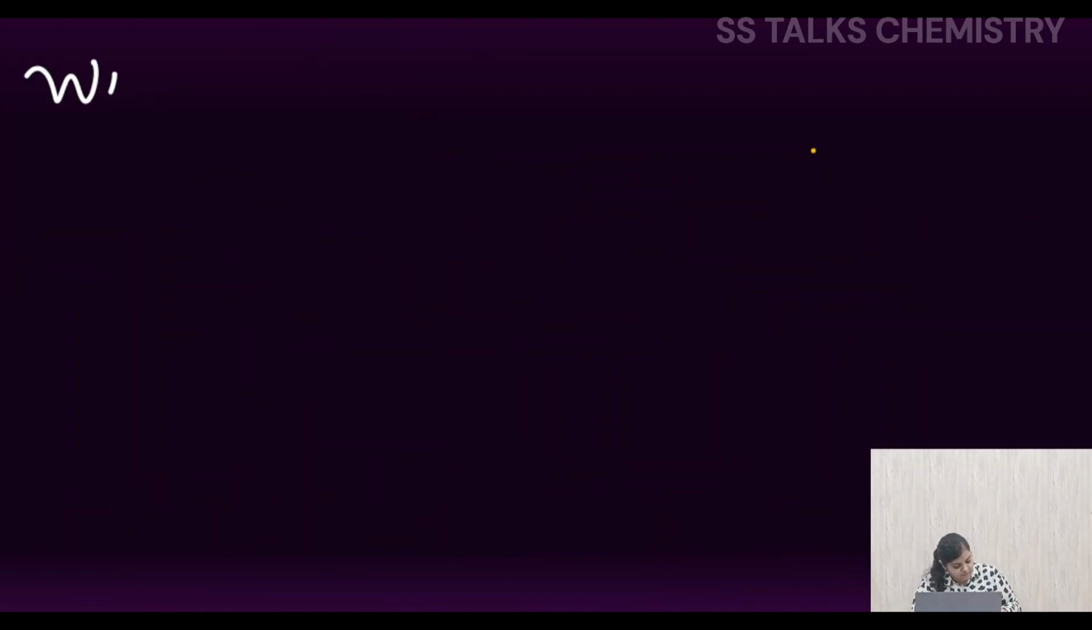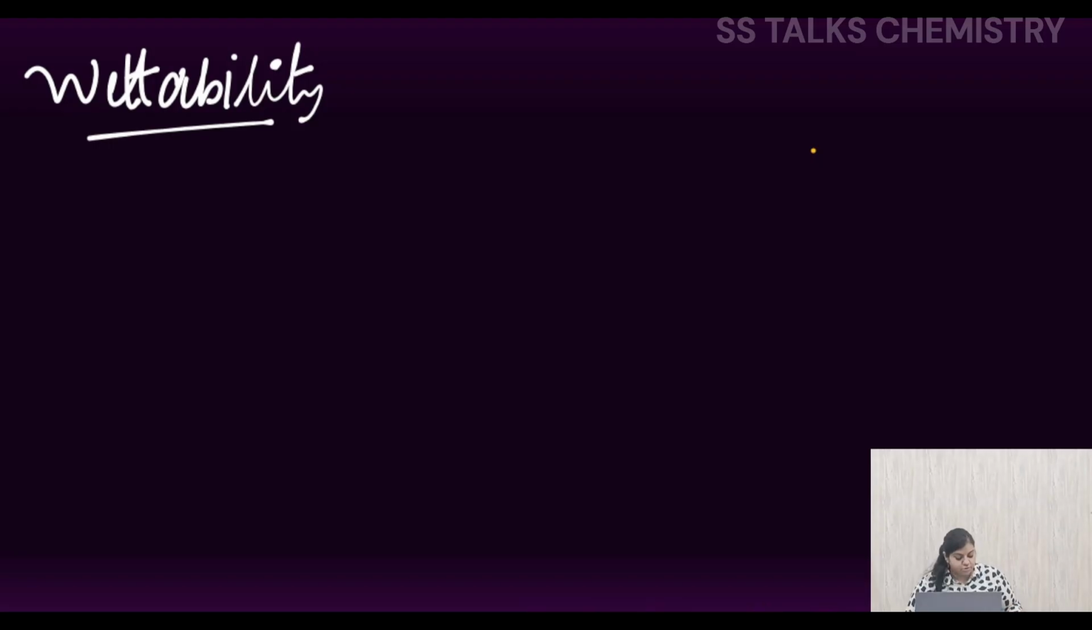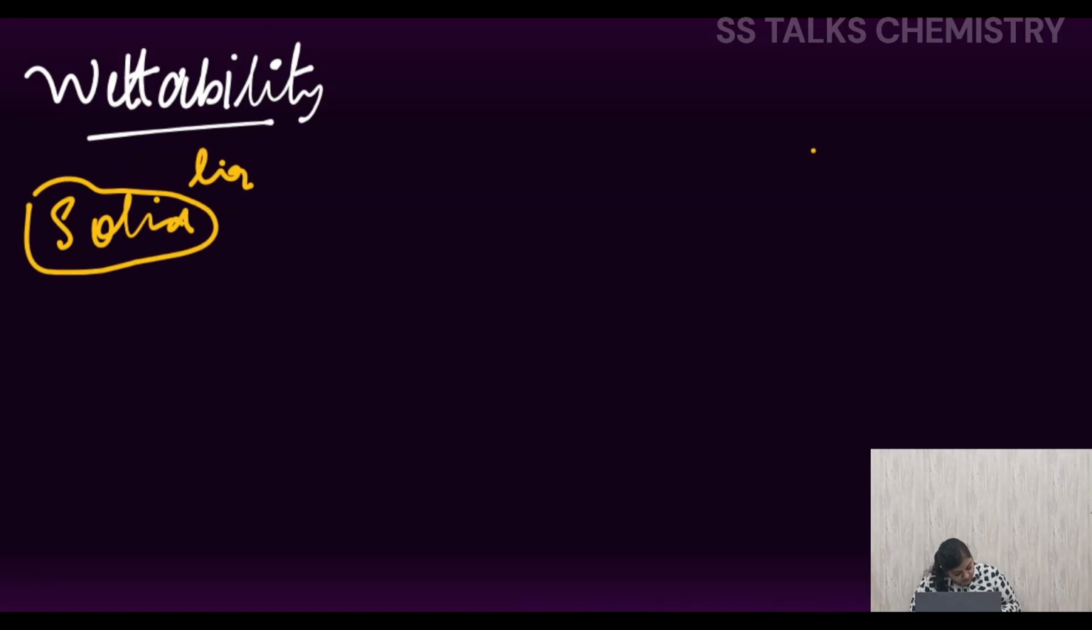So the next property is called wettability. What does this term wettability refer to? Basically we have an interaction here. What type of interaction? As the name suggests, wettability, something that is being wet, right? We can say it is when a solid substance is in contact with a liquid. So this is the solid, and this liquid substance is in contact with it. This phenomenon refers to wettability.